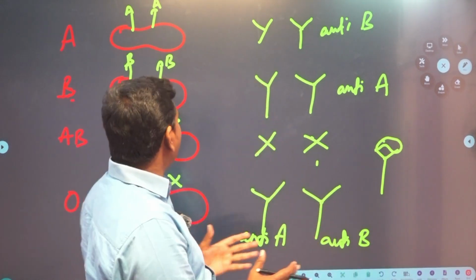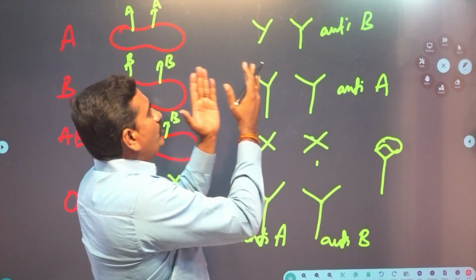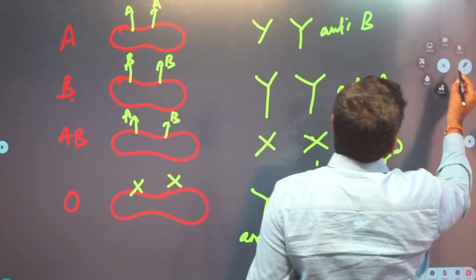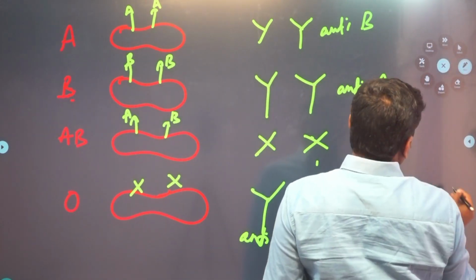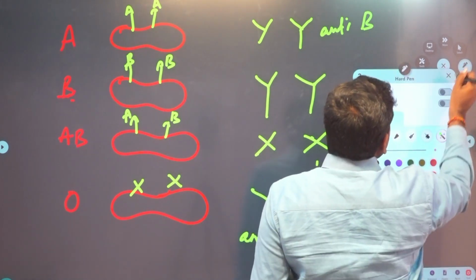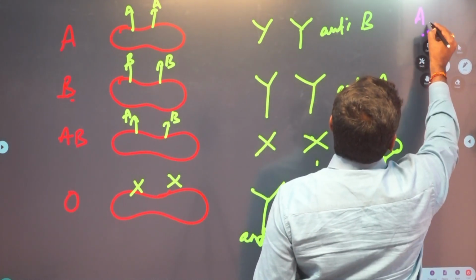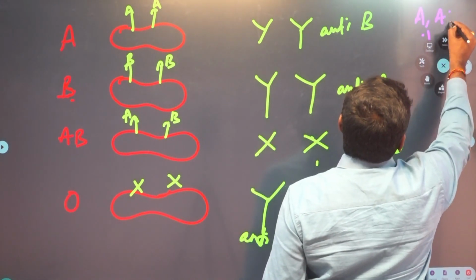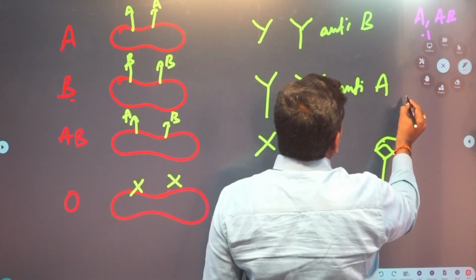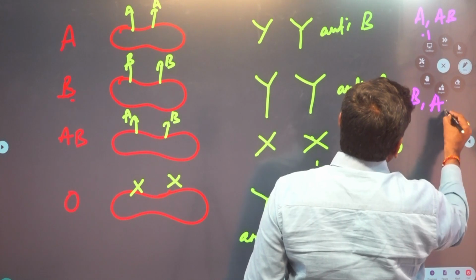So based on this, the A blood group can donate to A and AB persons. The B blood group can donate to B and AB persons.